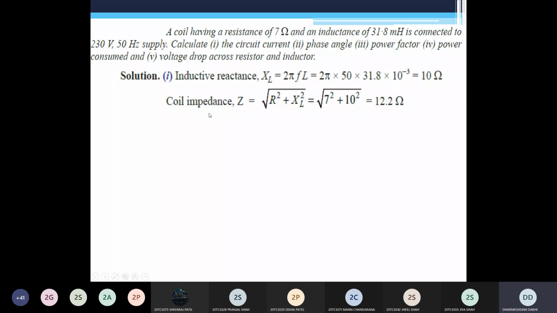Then from this you can find the impedance also, because R is given and XL you already found. So Z is the square root of R square plus XL square. So I is V divided by Z, current is equal to voltage divided by impedance. V is given, 230 volt, and Z is found to be 12.2 ohm. So finally you can find the value of circuit current, that is 18.85 ampere. All of you get this answer?